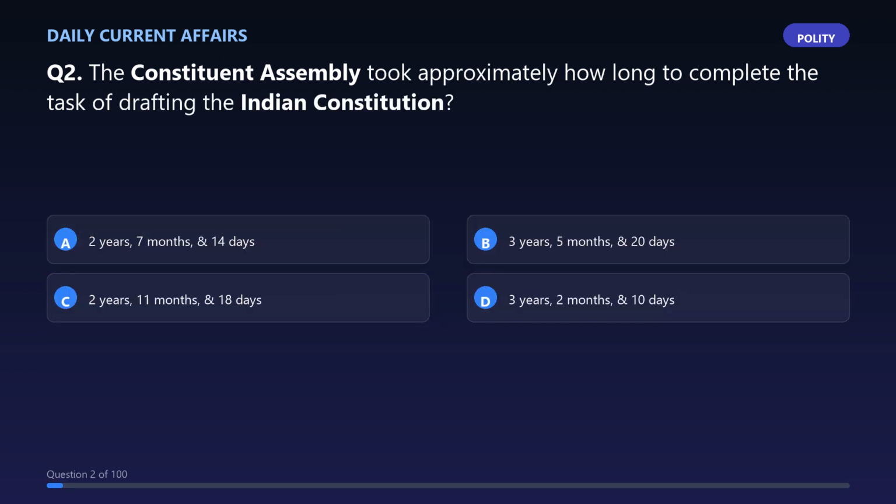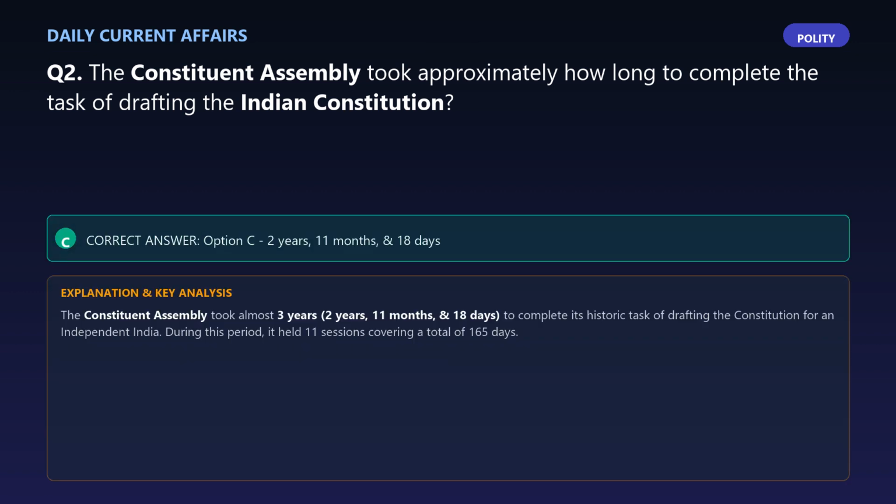Question 2. The Constituent Assembly took approximately how long to complete the task of drafting the Indian Constitution? The correct answer is option C, 2 years, 11 months, and 18 days. Explanation: the Constituent Assembly took almost 3 years, 2 years, 11 months, and 18 days to complete its historic task of drafting the Constitution for an independent India. During this period, it held 11 sessions covering a total of 165 days.